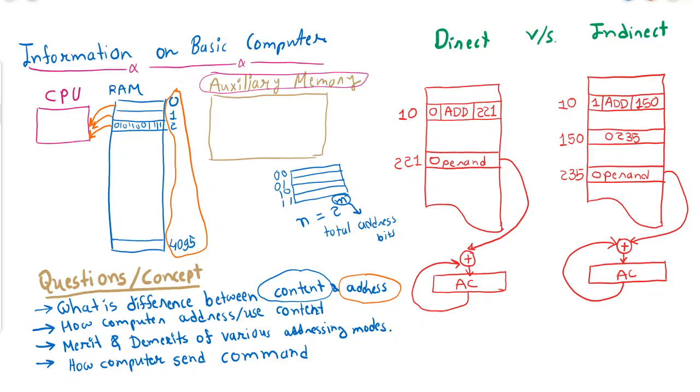Clear? Similarly, if we have 8 locations, how many bits will be required? 3. If we have 512 locations, how many bits will be required? 9. And for 1k locations we will require 10 bits. Similarly, for 1 mega location we will require 20 bits, and for 1 giga location we will require 30 bits.